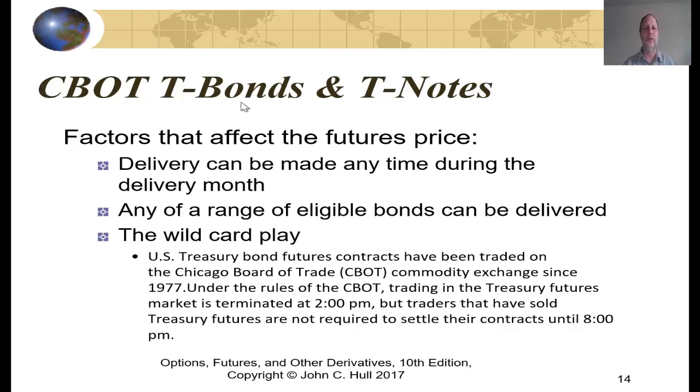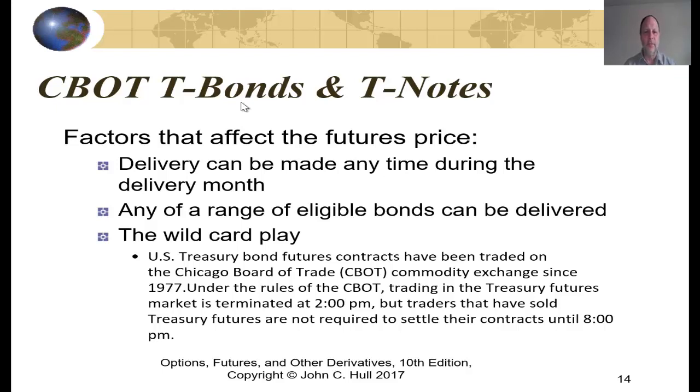There are several features in the Treasury bond futures contract that favor the short side, or the side that has to deliver the bond. And of course, these can to some extent affect the Treasury bond futures price. One of these is that bond delivery can be made anytime during the delivery month. And of course, any of a range of eligible bonds can be delivered. The value of the bonds delivered then has to be converted using the previously mentioned conversion factor, and there's always going to be a so-called cheapest to deliver bond.